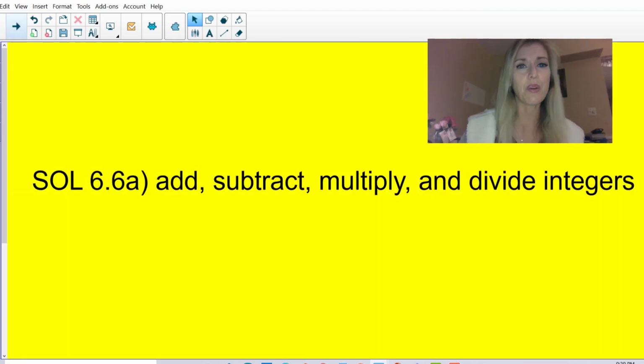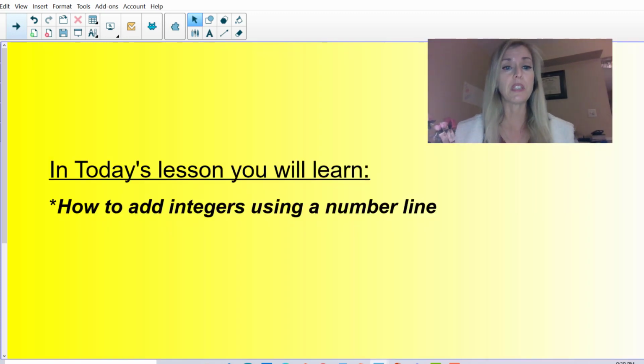So today, what we are going to do is continue talking about Standard 6.6a on adding, subtracting, multiplying, and dividing integers. And specifically today, you're going to learn how to add integers. We're going to continue with adding, but this time it will be learning how to add integers using number lines. So let's get started.